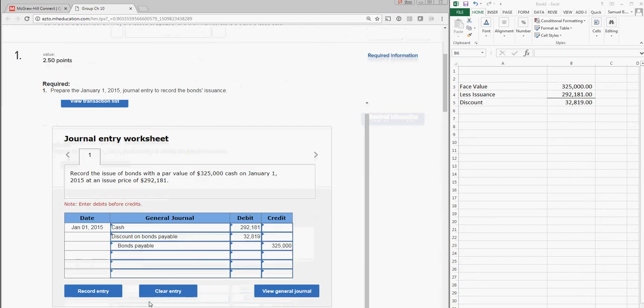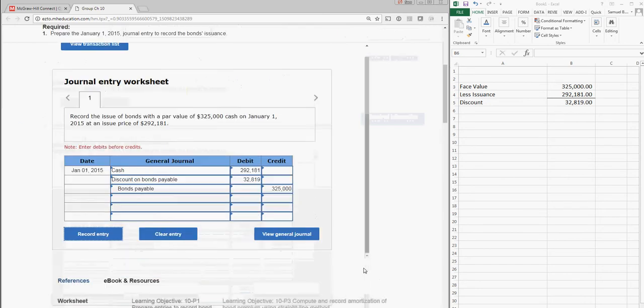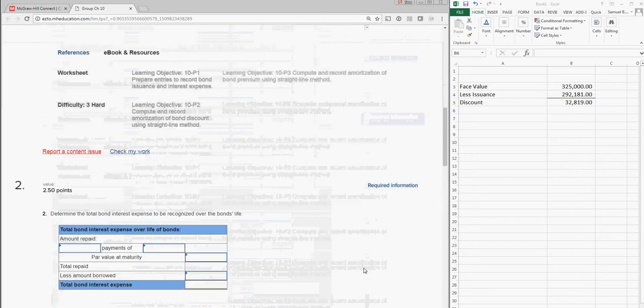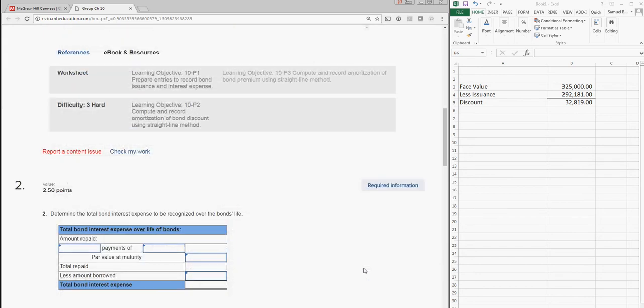Alright, we can go ahead and record that entry and roll down to number 2. So now we want to determine the total bond interest expense to be recognized over the bond's life. So let's see what we're looking at here. They're asking us what we have to repay. That's the best way to calculate it. How much money do you have to repay after you issue the bond?